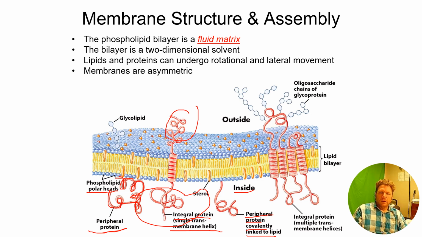So think about this peripheral protein being R groups interacting with polar head groups, whereas our covalently linked lipid is a lipid that's embedded in the membrane that has been added to an R group of our protein. So this is not necessarily an interaction with a polar head group.